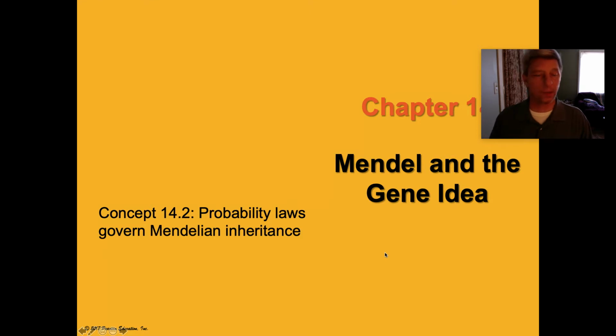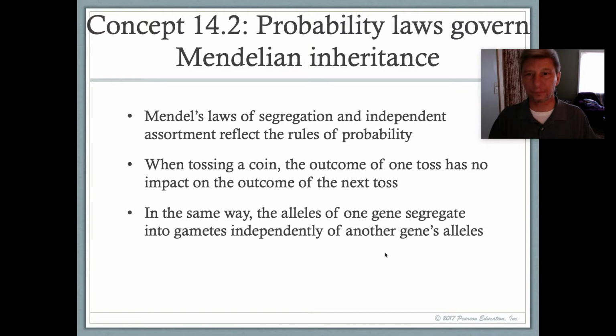And today we're going to talk about section 14.2, probability laws govern Mendelian inheritance. Now, in your math classes and maybe in some of your science classes, you've talked a little bit about the rules and laws of probability. Today we're going to concentrate on two rules, two laws that really do affect Mendelian genetics, how inheritance patterns are seen and shared throughout the genome.